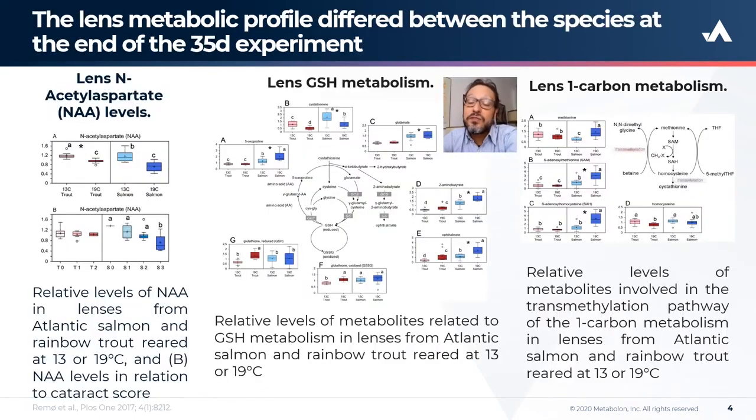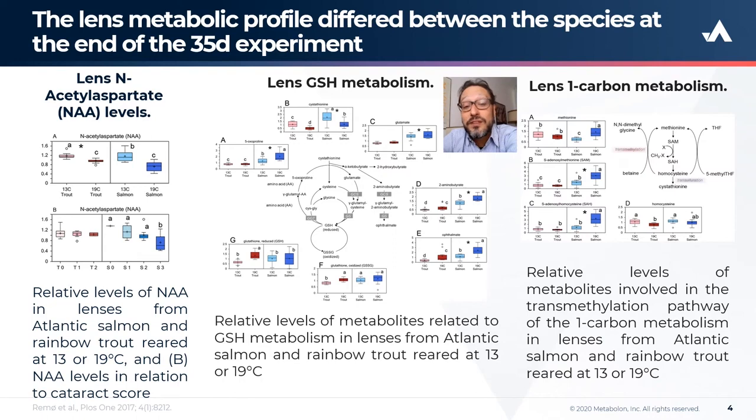And it's truly staggering to see the lens metabolic profile differences between the two species at the end of the 35-day experiment, and most of all, the biological implications. For example, as I said before, osmotic cataracts in Atlantic salmon are usually associated with reduced osmoregulatory abilities after seawater transfer.